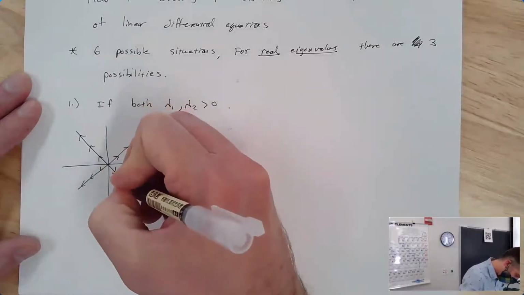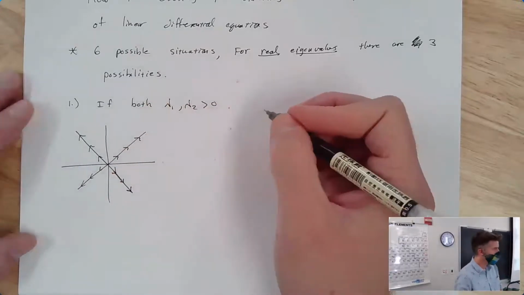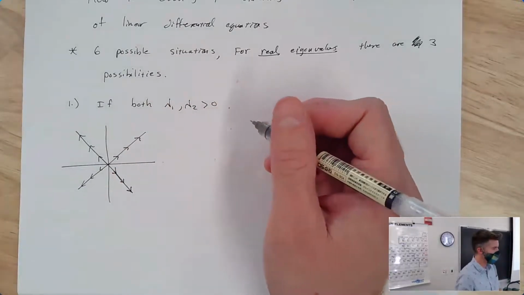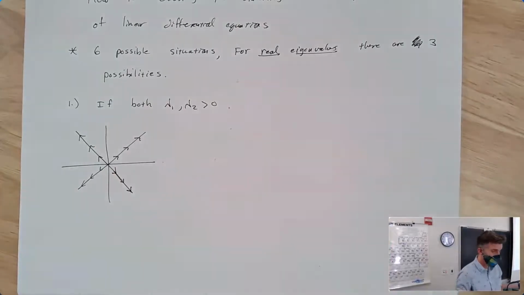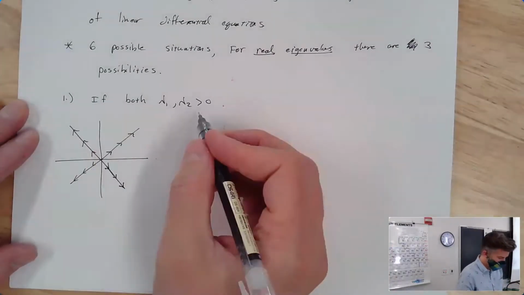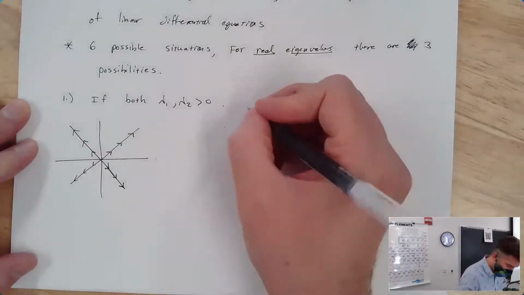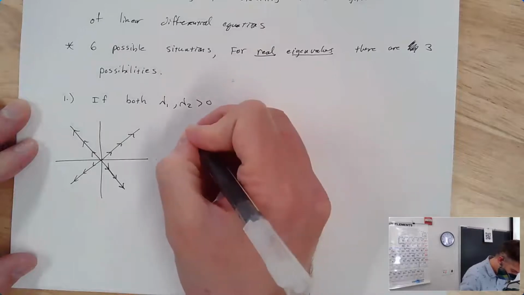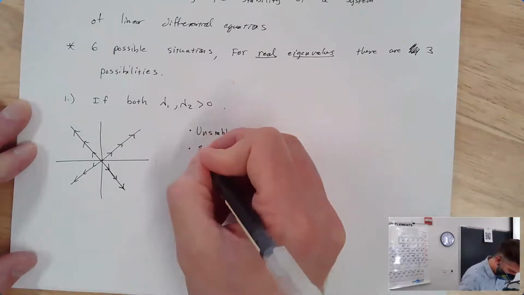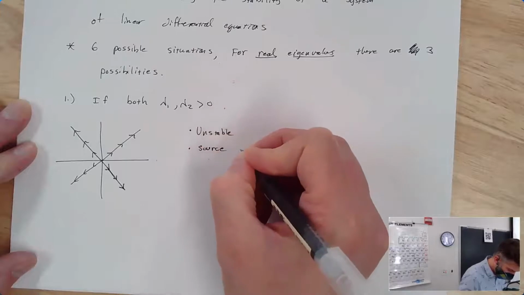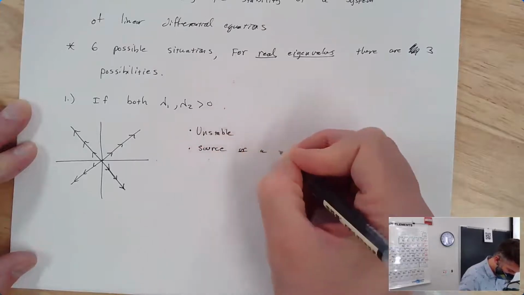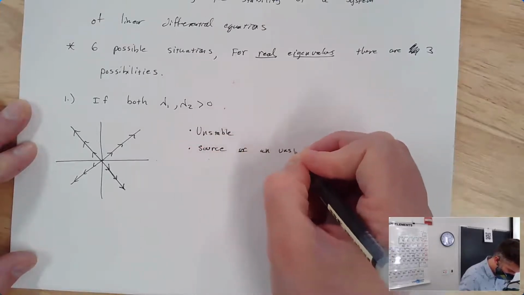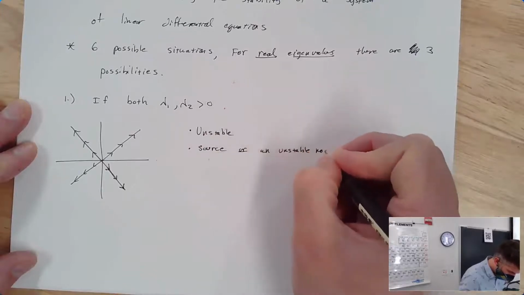So let me ask you all, are we getting pushed towards our equilibrium or away from our equilibrium? Away. And if we're getting pushed away from the equilibrium, we are unstable. So if both of them are positive, it's an unstable system. And specifically, it's called a source or an unstable node. Those are the two different names.